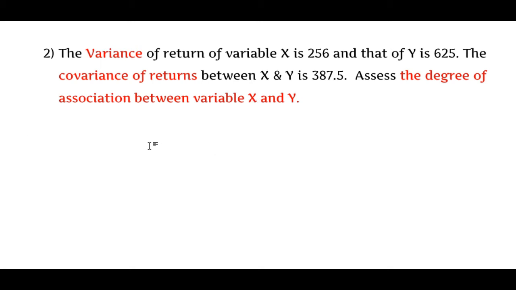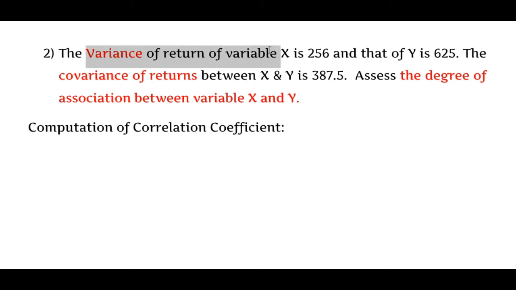Let us write what they have given in the question. I'll give a subheading as computation of correlation coefficient, because here we are calculating the correlation coefficient. Now let us write the numerical information which they have given in the question. They have given the variance of return of variable x. I'll straight away copy it from here. You have to write it down in your book.